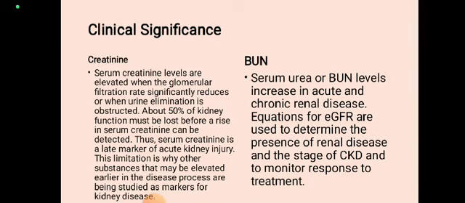Equations for eGFR are used to determine the presence of renal disease and the stage of CKD and to monitor response to treatment. CKD, we already know, is chronic kidney disease. eGFR is estimated glomerular filtration rate. BUN is blood urea nitrogen. So serum urea can be used to detect acute and or chronic renal disease, and also to monitor the response to treatment of CKD.